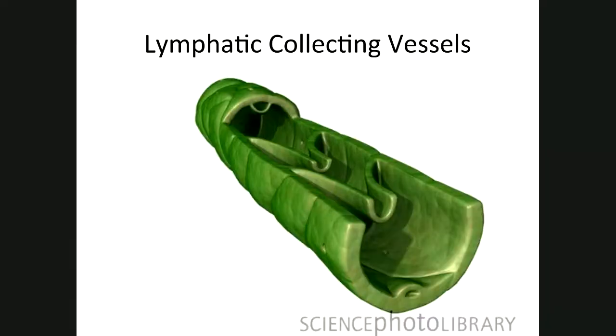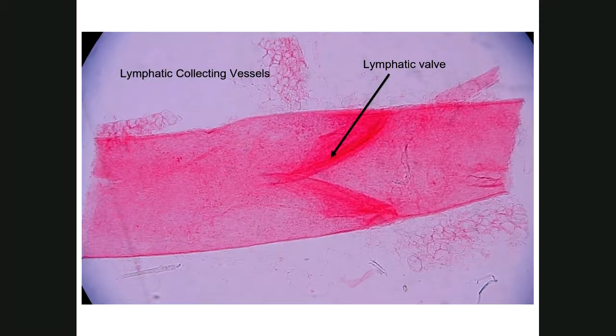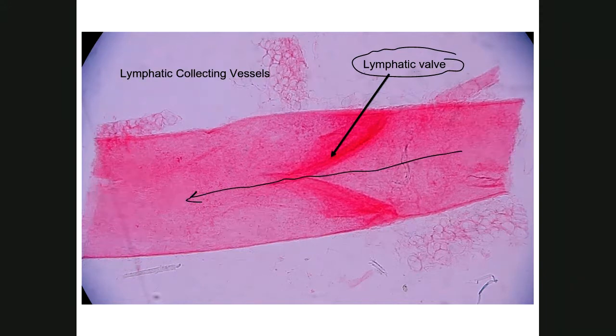So here's what a lymphatic collecting vessel looks like. So really thin walls. And then here are these valves. So the fluid can flow this way, but if the fluid tries to go backwards, it's going to catch on the edges of the valve here, and the valve is going to close. So fluid can only go in one direction, just like it does in veins. There's the real valve right there. So fluid can flow this way, but it cannot flow backwards.